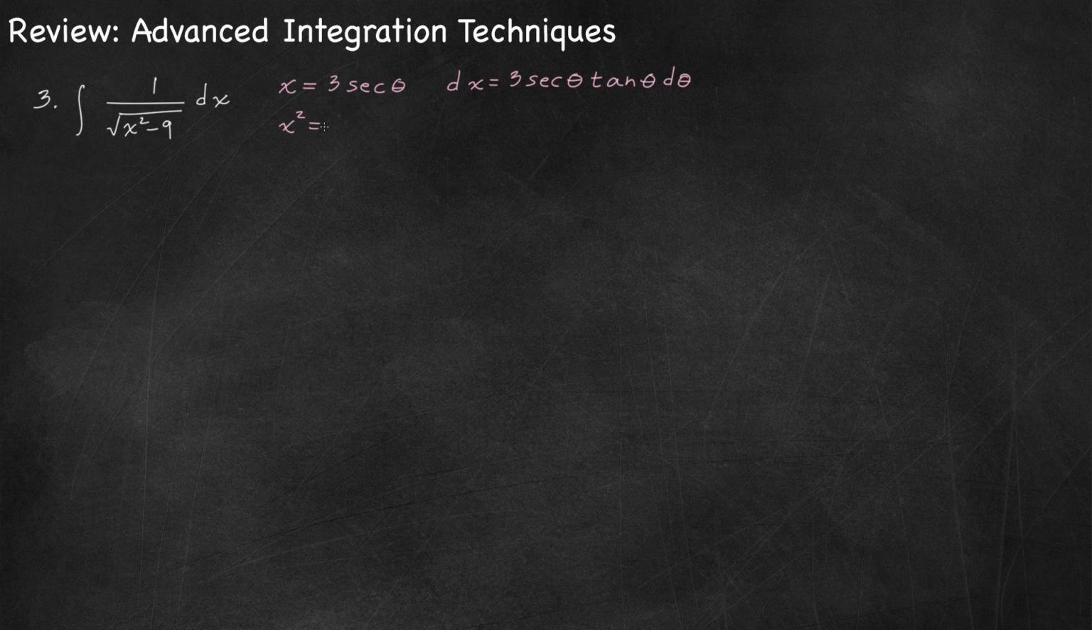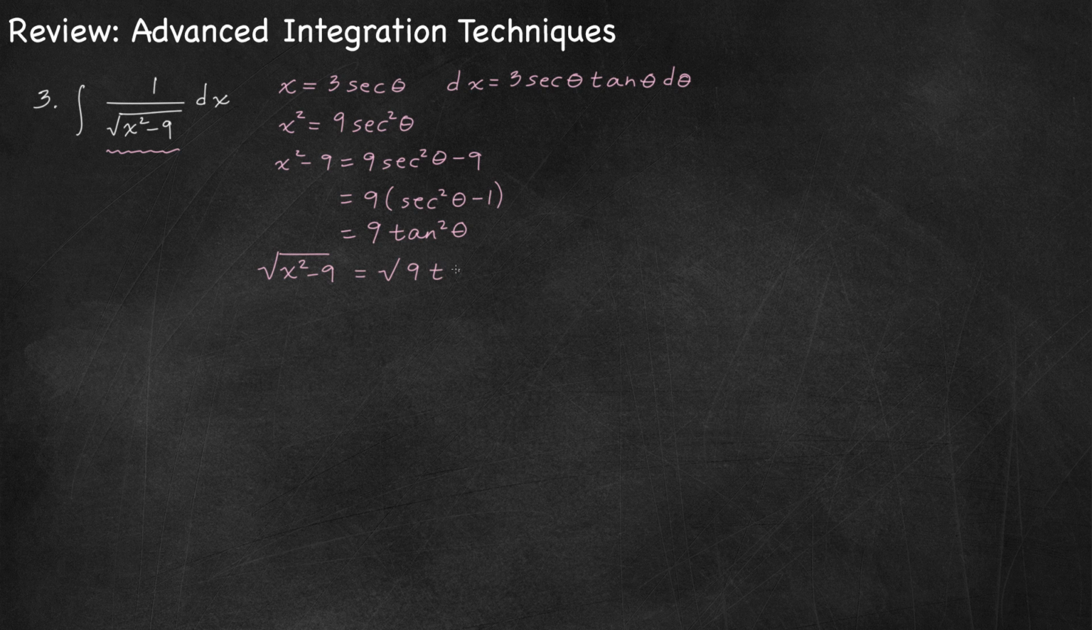And x squared equals 9 secant squared theta. I'm going to try and get a match with this expression here. So x squared minus 9 equals 9 secant squared theta minus 9. I can factor out a 9 on the right-hand side. And secant squared theta minus 1 is tangent squared theta. So the square root of x squared minus 9 equals the square root of 9 tangent squared theta, which equals 3 tan theta. Okay, so in my integral, I can replace the square root of x squared minus 9 with 3 tan theta.